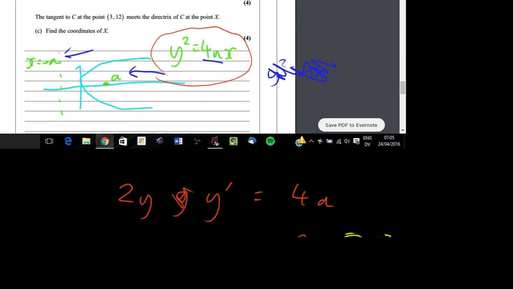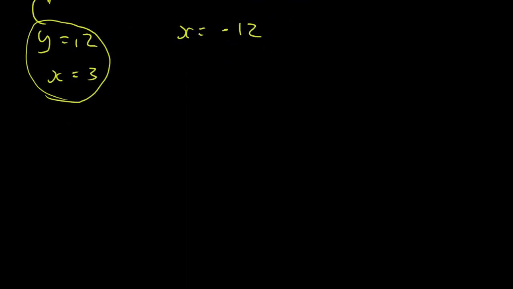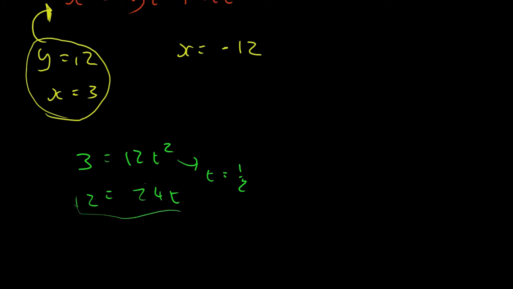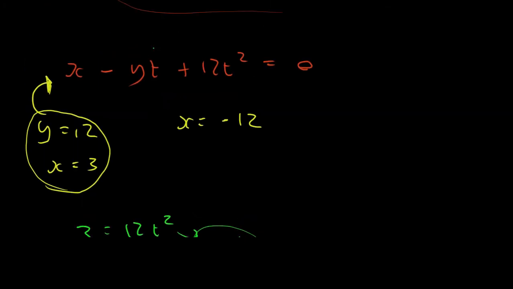So x is 12t squared, so 12t squared equals 12. And then we have 24t equals 12. Both of those give you t as a half. This one actually gives you two answers, but this one reminds you there's only one answer, and it's t equals a half. So that'll give us our straight line required.